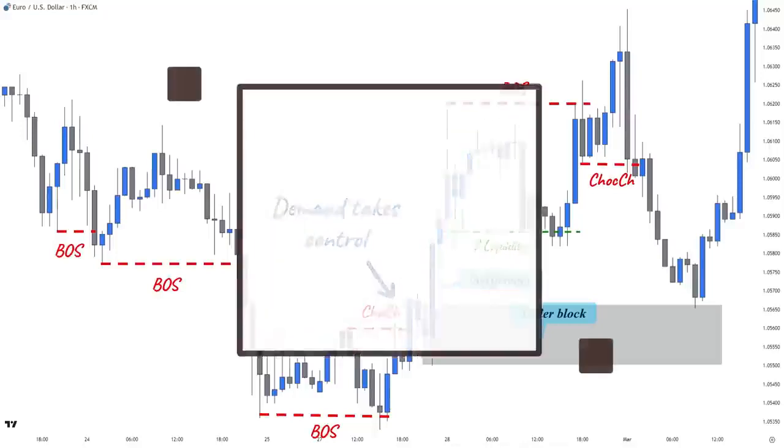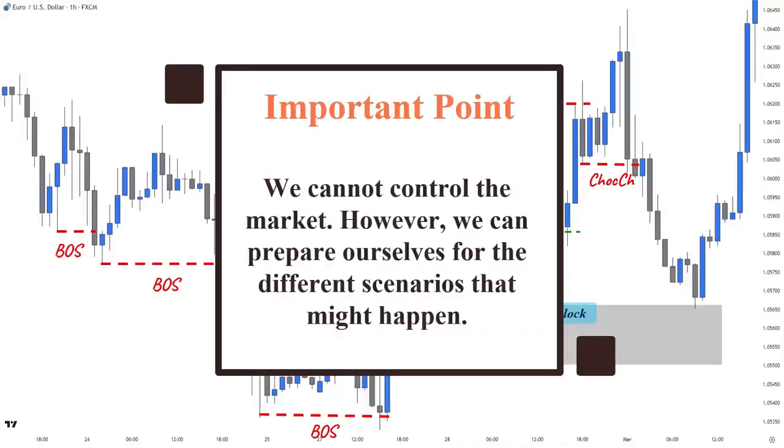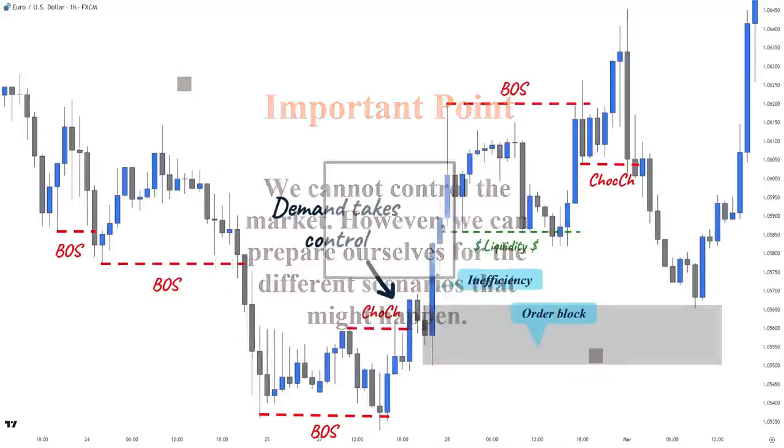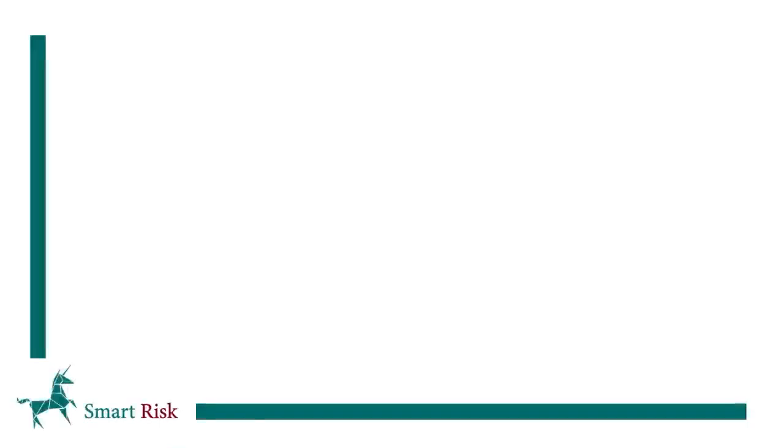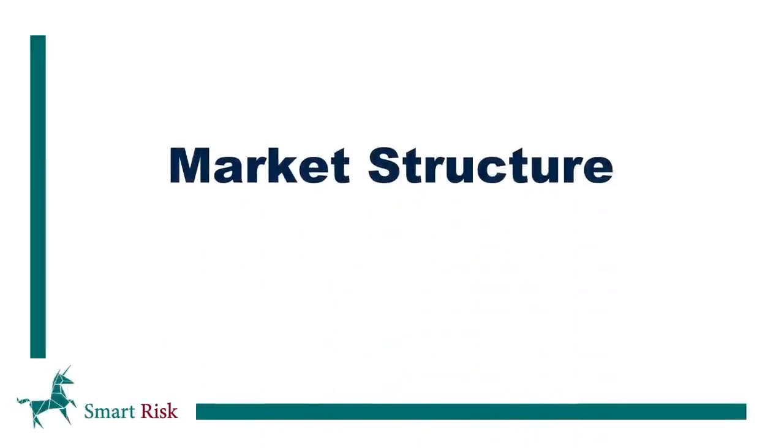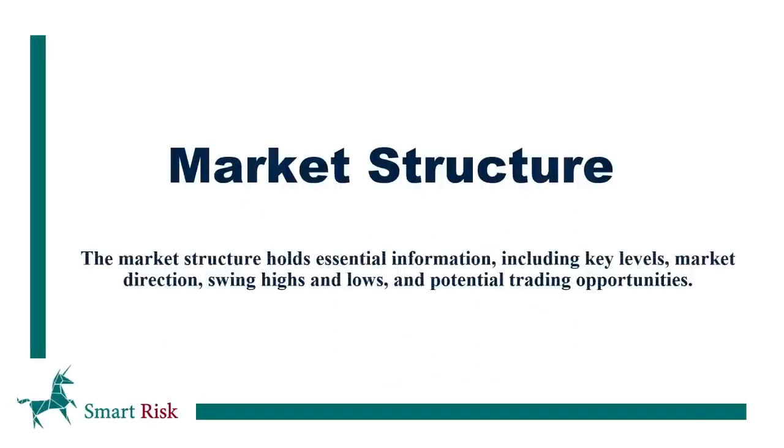Now here's an important point. We cannot control the market. However, we can prepare ourselves for the different scenarios that might happen. Let's move on to the next topic, smart money market structure. The market structure holds essential information, including key levels, market direction, swing highs and lows, and potential trading opportunities.